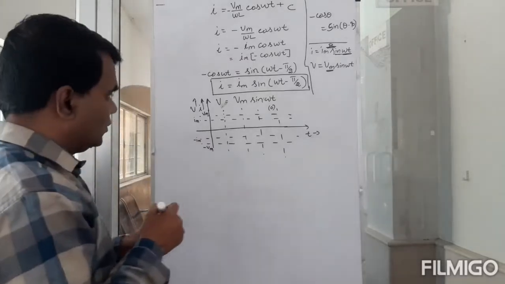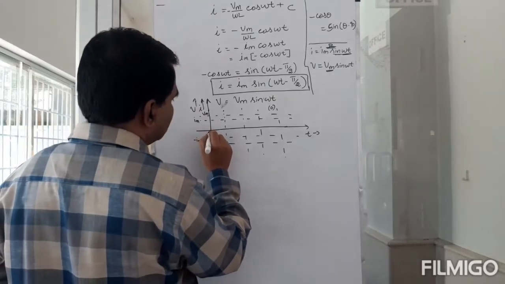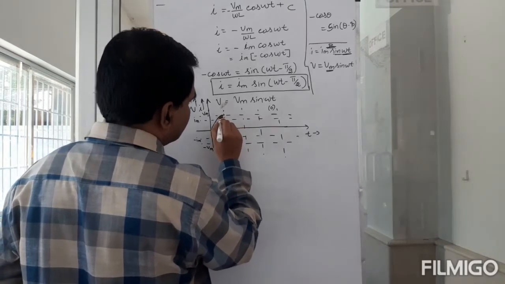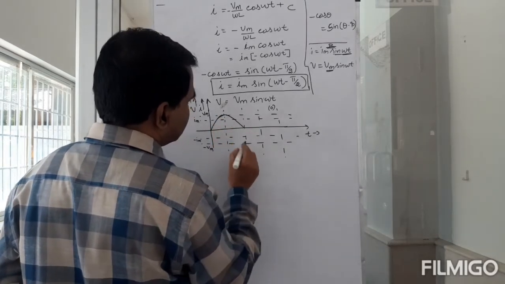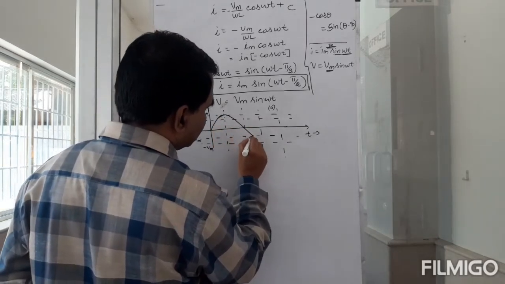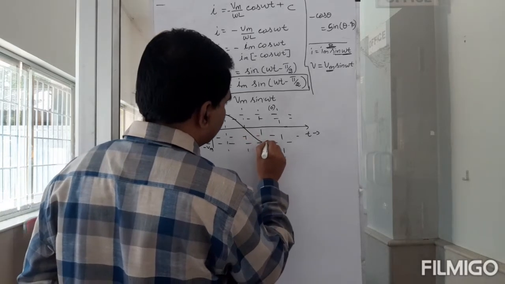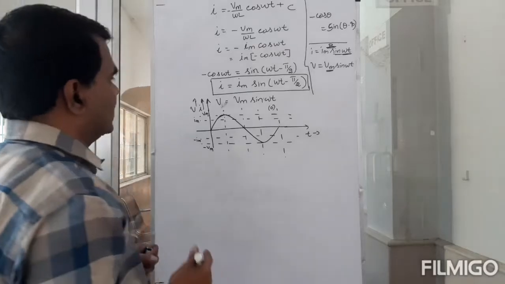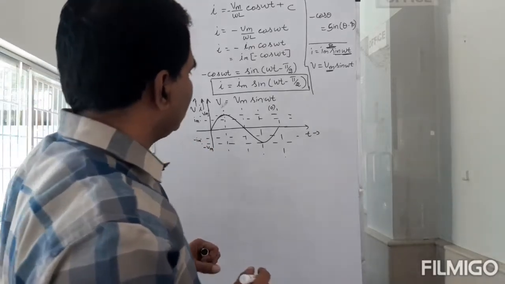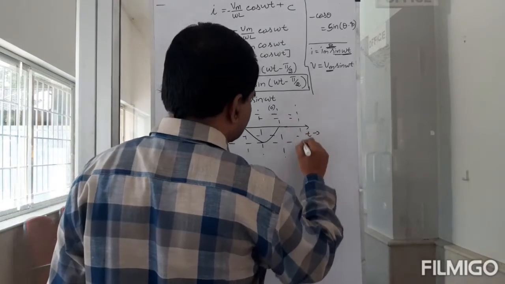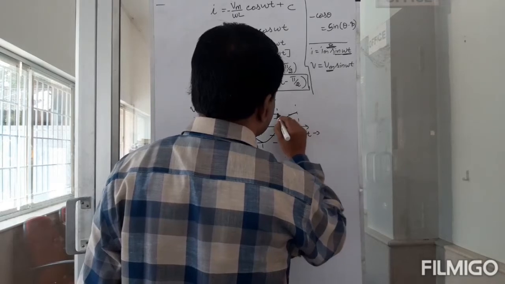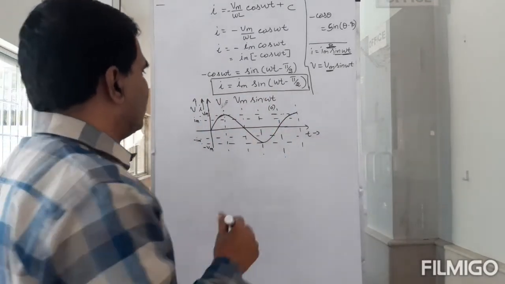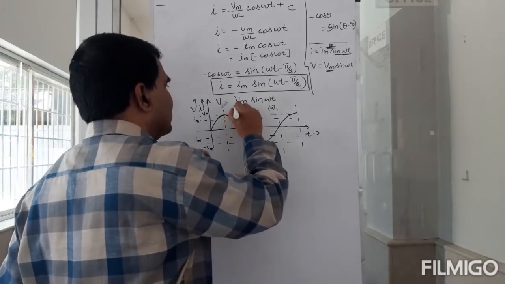I'll start from 0. Then the voltage reaches its peak here, and then becomes 0, then the negative peak, then 0, and then continues. I'm doing it for one cycle, so that gets repeated. Let's copy it. So it goes like that. This is the voltage graph, my V graph.